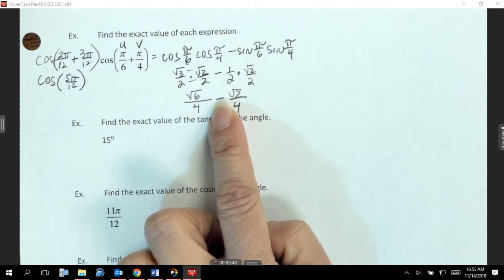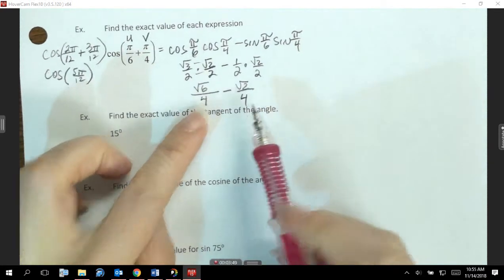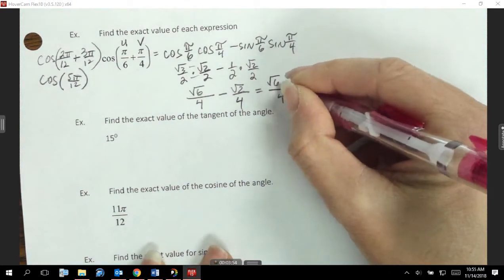When we have fractions and we are subtracting fractions, what do we have to have? Do we have a common denominator? Because everything that we add or subtract in math has to be like terms. The like terms would be denominators. So I'm going to keep the same denominator and subtract my numerators.